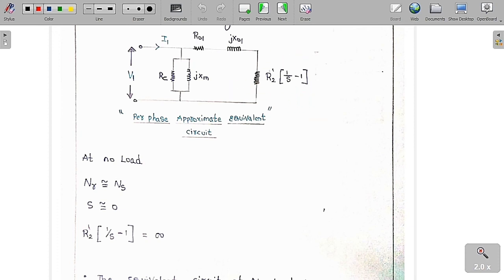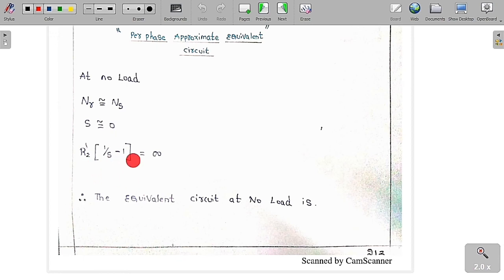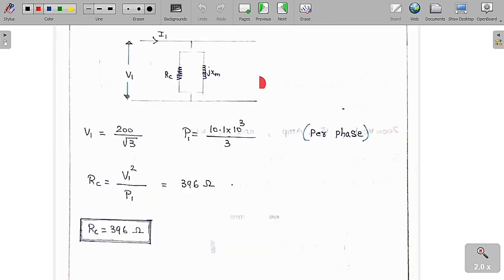So therefore you are going to open circuit this branch. This is nothing but an open circuit. Only this part of the circuit is considered at the no load condition, since R2 dash into 1 by S minus 1 is nothing but infinity. So the equivalent circuit at no load condition is obtained by open circuiting this one.